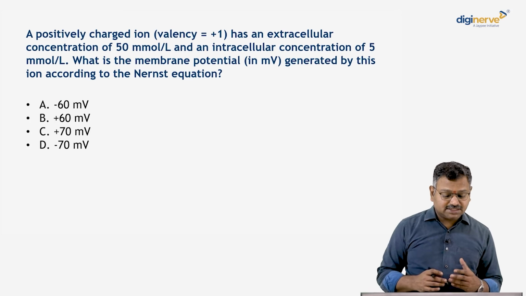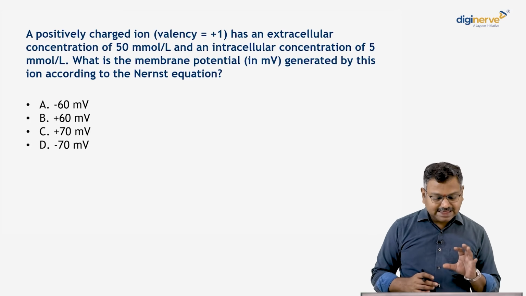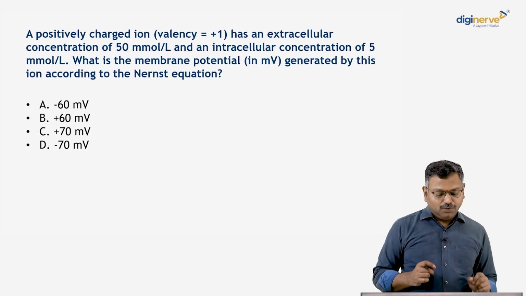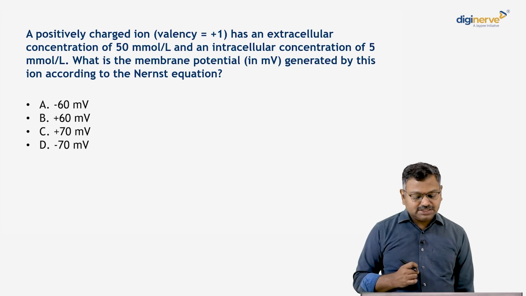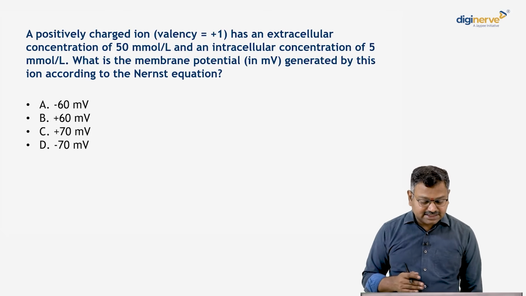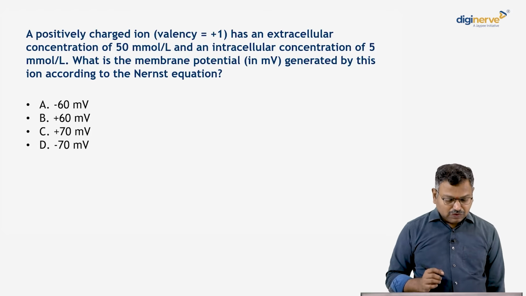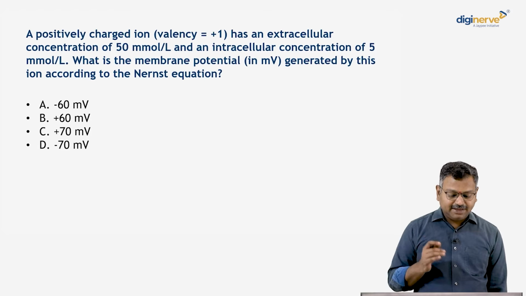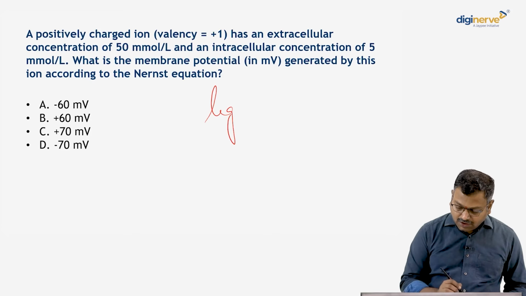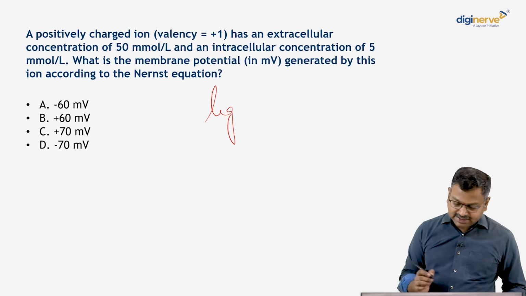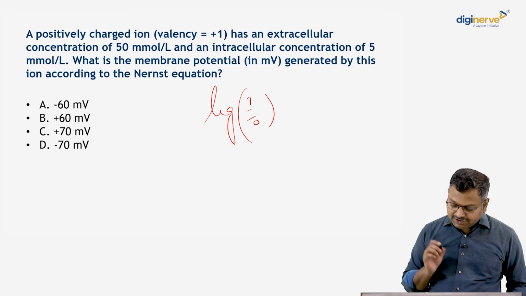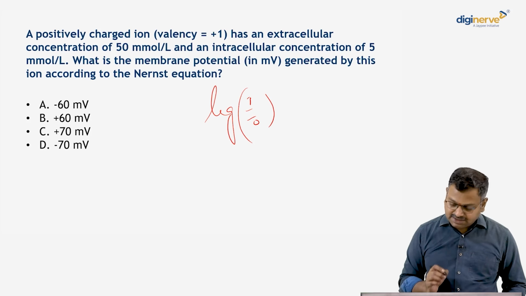A positively charged ion, which has a valency of +1, has an extracellular concentration of 50 and an intracellular concentration of 5. What is the membrane potential in millivolts generated by this ion according to the Nernst equation? Now, as we discussed, the Nernst equation is primarily for a single ion. So, it is 50 and 5. The formula is primarily the log of the ion concentrations, inside versus outside, and then we use the valency, since the valency is +1.